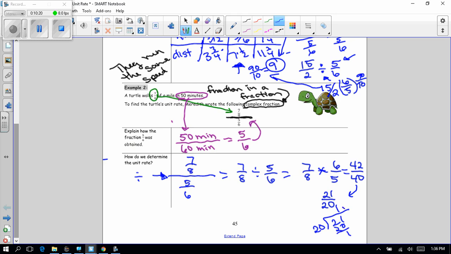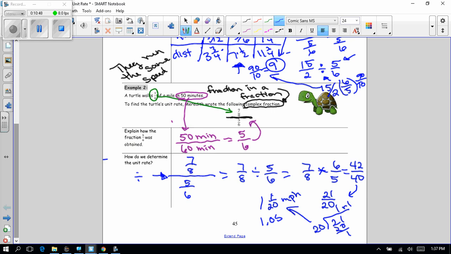Right? With one left over. Remember those little remainders? But the remainder I can put as a fraction. And so I actually get 1 and 1/20 miles per hour. So this little turtle walking down the path can walk 1 and 1/20 of a mile in an hour. He can walk 1.05, if you want to change it that way, miles in 1 hour.